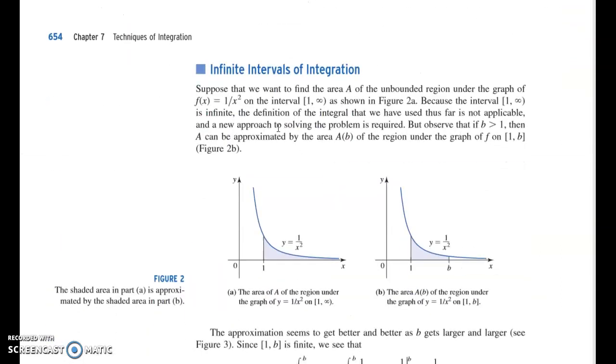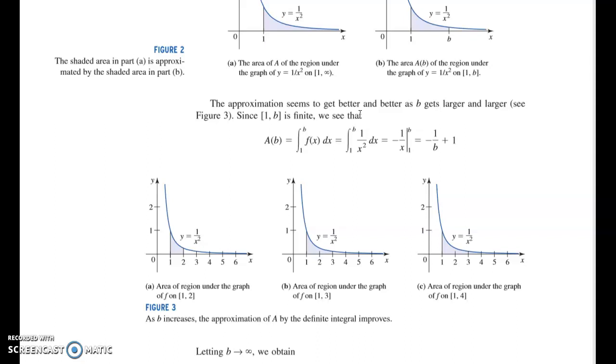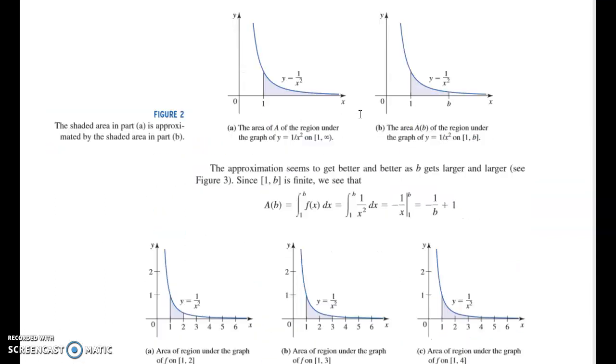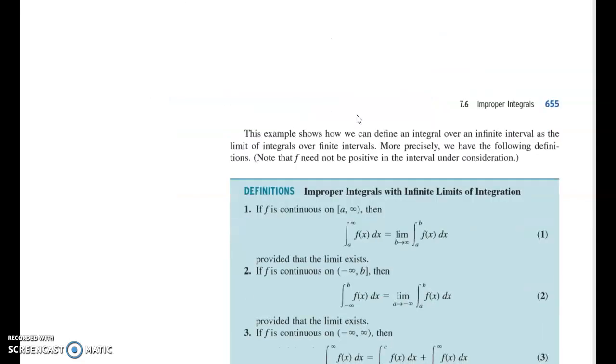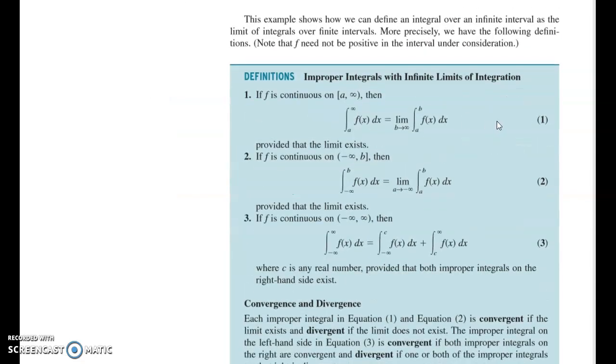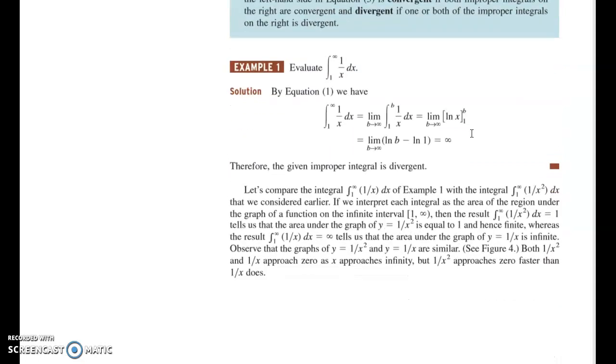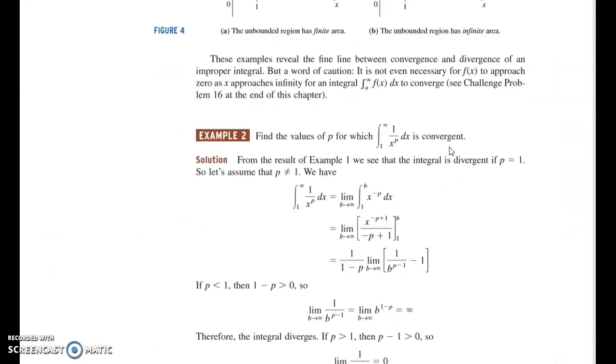Okay, so infinite intervals of integration. We have explained this before: improper integral with infinite limits of integration. How to integrate this one? Integral from a to infinity f of x dx equals limit b tends to infinity integral from a to b f of x dx, provided that the limit exists. We have explained this before, and we have done this example also.